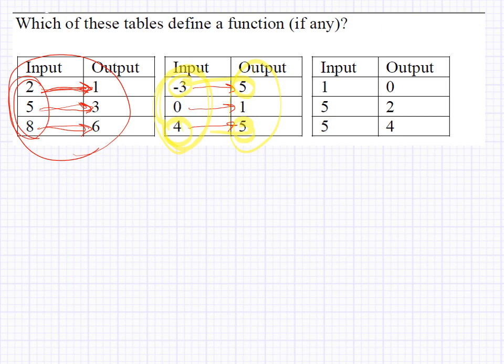Let's look at the last one. 1 gets matched to 0, 5 gets matched to 2, but then 5 also gets matched to 4. That right there, not a function. You have this element as your input, 5, that's getting matched to two different outputs. That can't happen. So that table would not be a function.